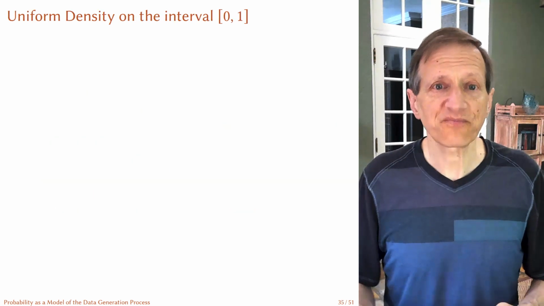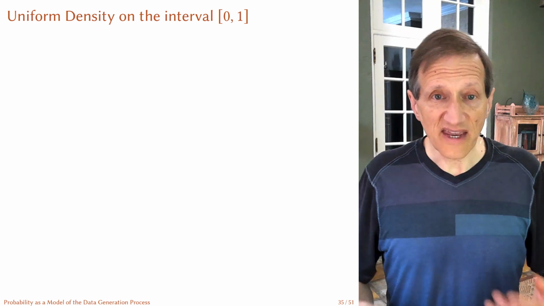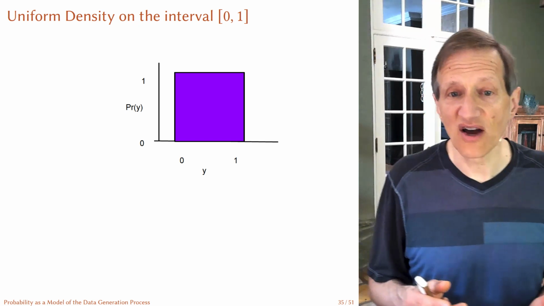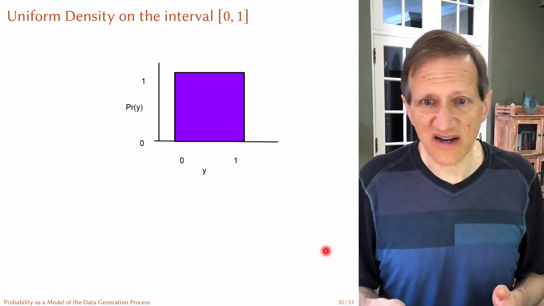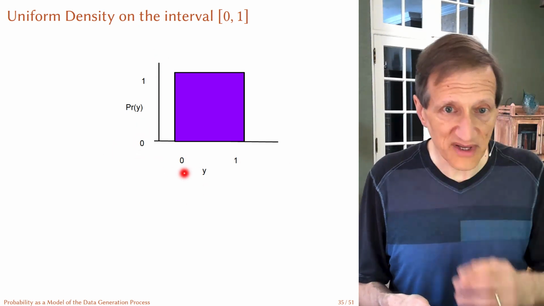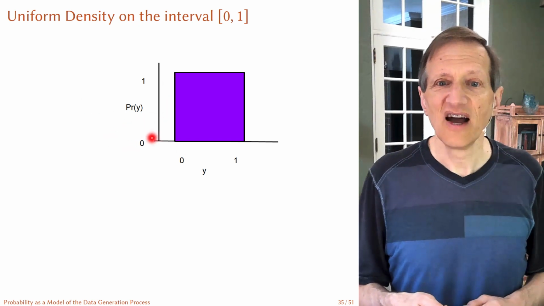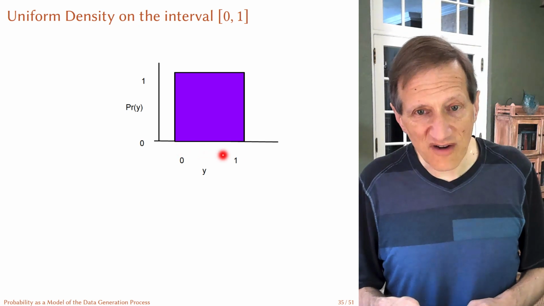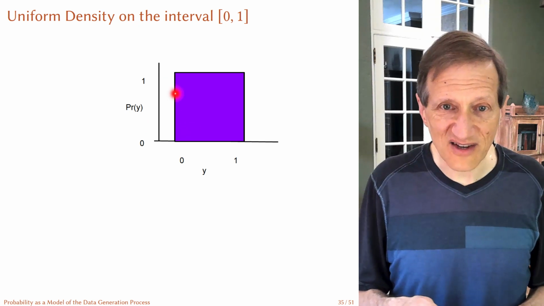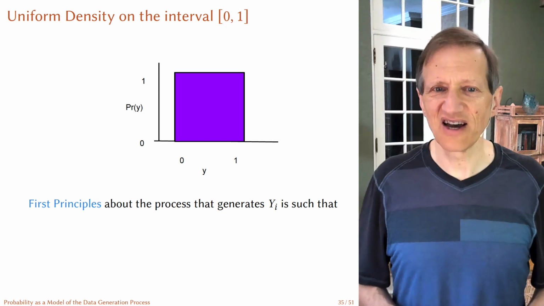Okay, so a simple first one is the uniform density on the interval from 0 to 1. Here's a picture of it. Y can take on any value from 0 to 1. That's the horizontal axis there. The vertical axis is the probability density. Actually, this should not be PR, this should be P, because the probability of any one of these values is 0, but the probability density is always going to be 1. Okay. So from this, we have first principles.